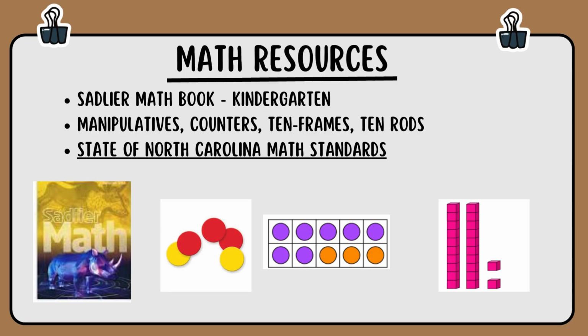We have all types of things that we use to count. We can use small erasers. We have these plastic bears. And once we get into counting by twos and fives and tens, we can use those same objects. That gives them a visual representation of what that actually looks like. I've also included a copy of the State of North Carolina math standards, which match up with what we cover in our Sadlier math book.